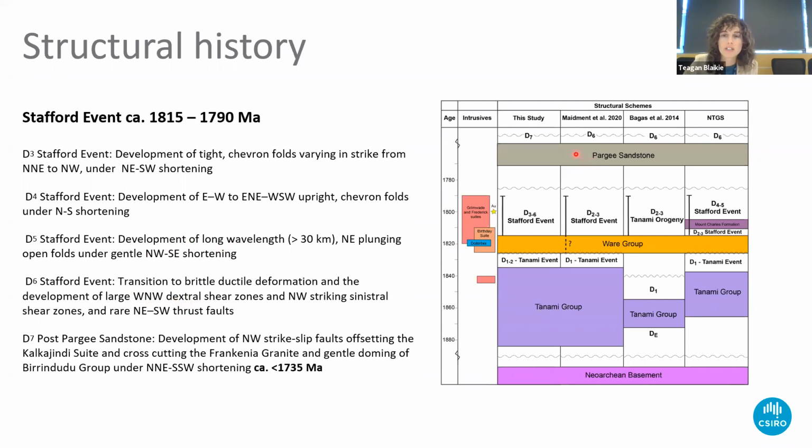Finally, we had the deposition of the Pagi sandstone, and this deformation is just characterized by very minor northwest striking strike slip faults, which offset the Calcagini suite and cross-cut those major granite domes. You also see minor doming of the Birundudu group, and these structures are associated with north-northeast, south-southwest shortening sometime after 1735 Ma.